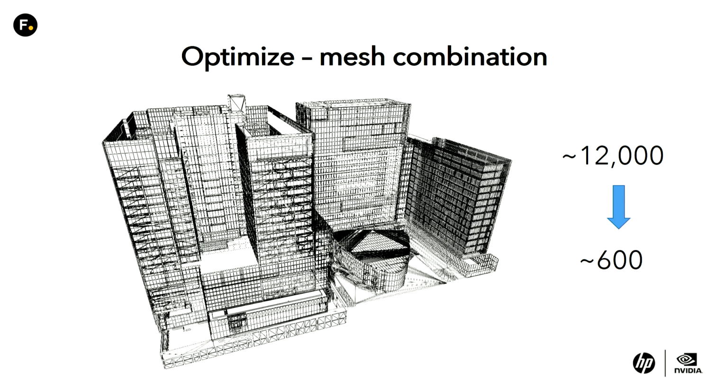We can also do mesh combination to help reduce the draw calls that you get and help keep the frame rate that you need to stop people feeling slightly nauseous in these VR type environments. So in this case, this is a hospital model we'll see a little bit more of later, getting it down from 12,000 discrete components to a far more manageable number.